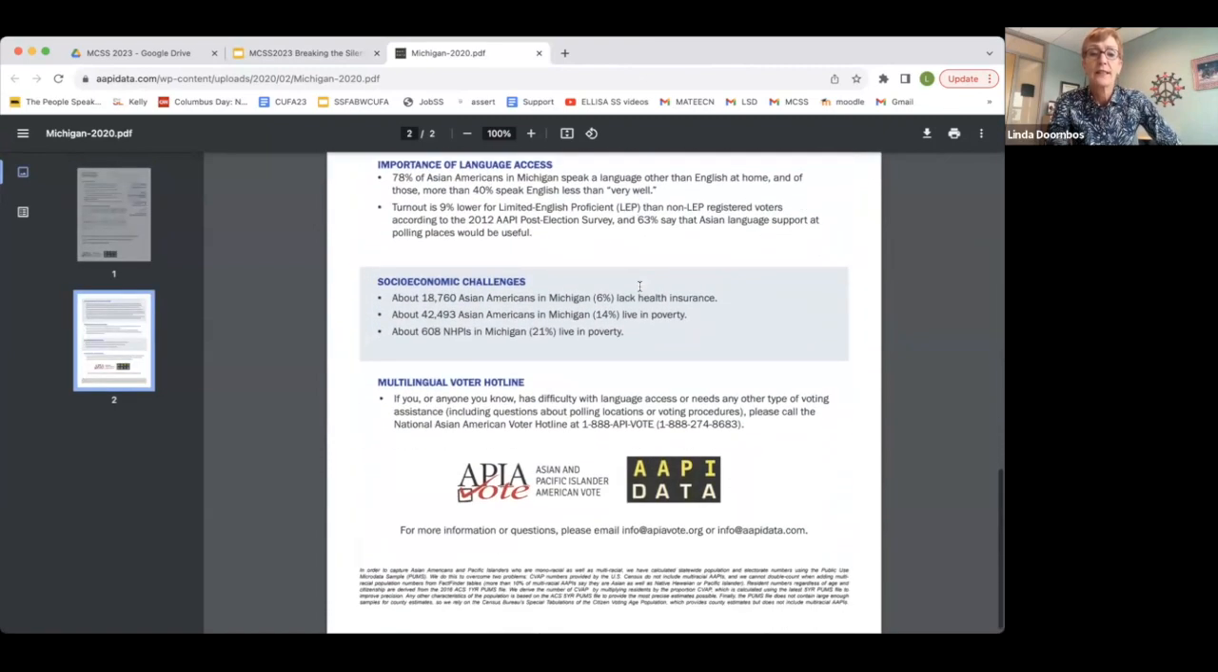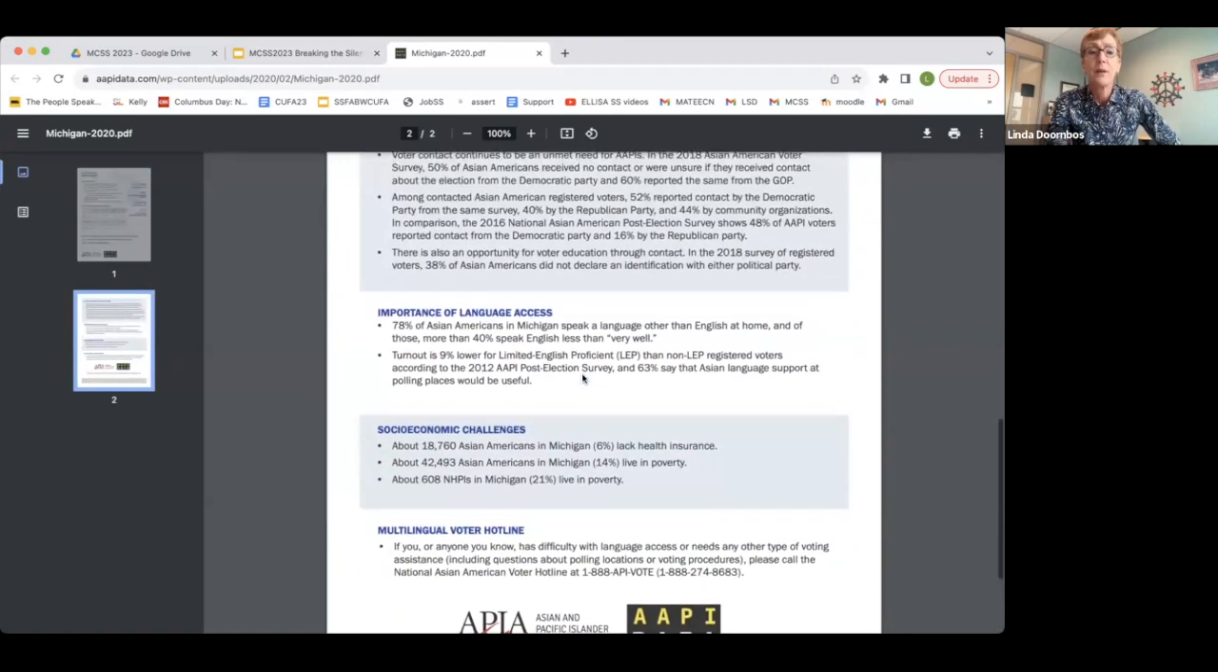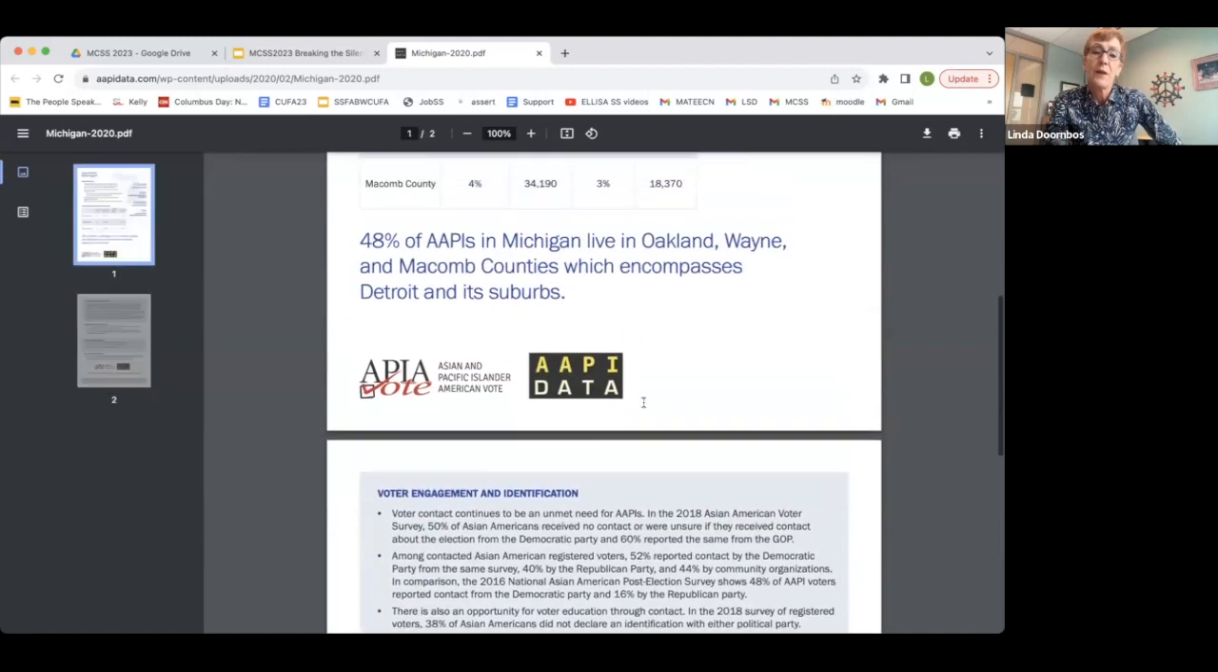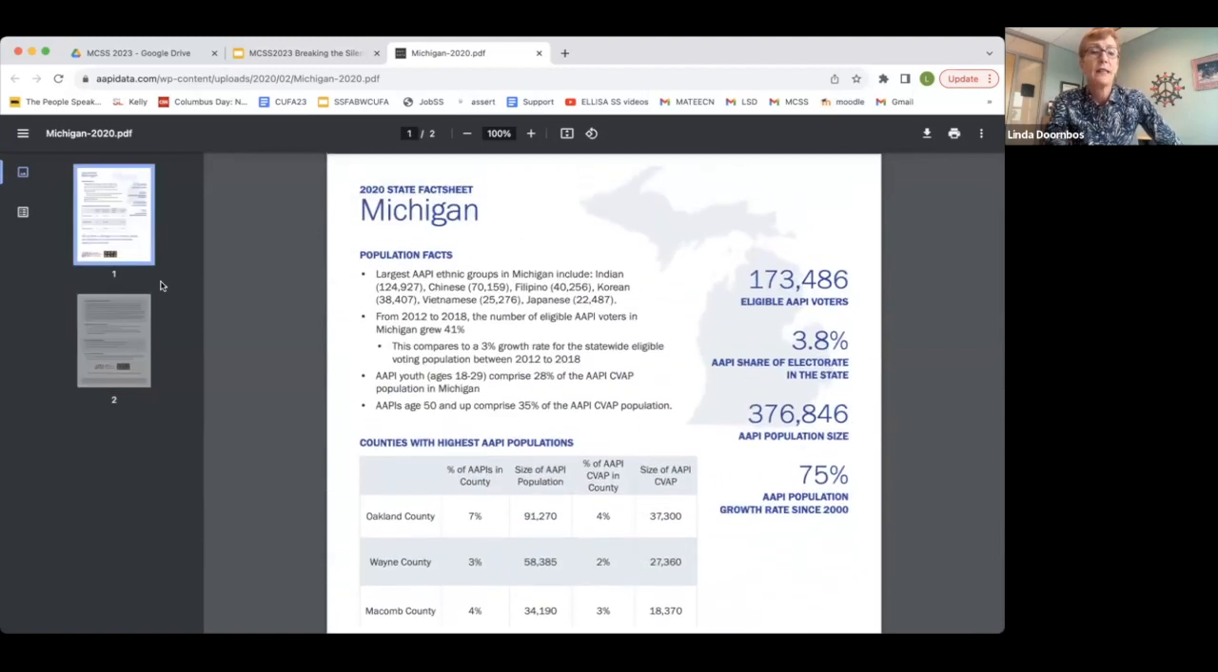And this also just has a lot of information about 78% of Asian Americans in Michigan speak a language other than English at home. And it's just a wealth of information of why we should be including this history and these voices and these people in our classrooms.